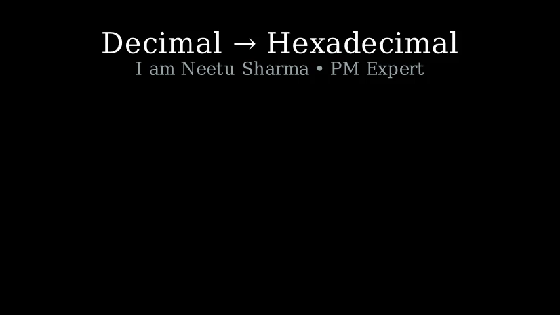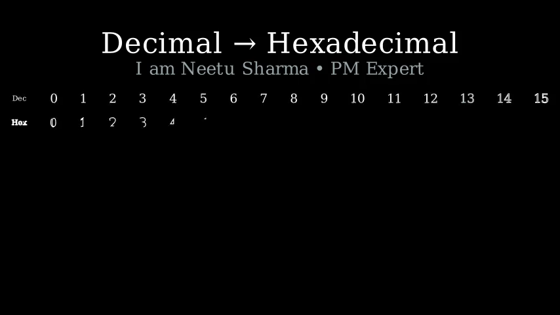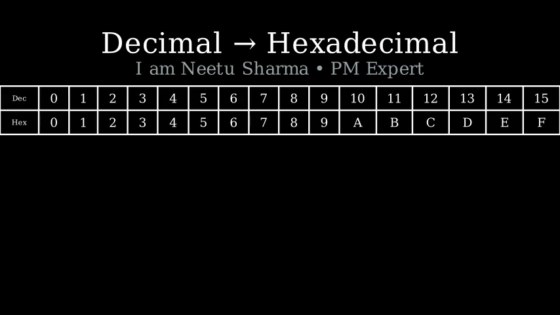Hexadecimal means base 16. It uses 16 symbols, digits 0 to 9, then letters A through F, where A means 10, B means 11, up to F, which means 15. Let us build a quick map from decimal to hex. We will highlight that 10 maps to A and 15 maps to F.